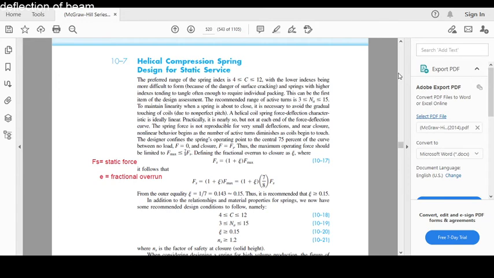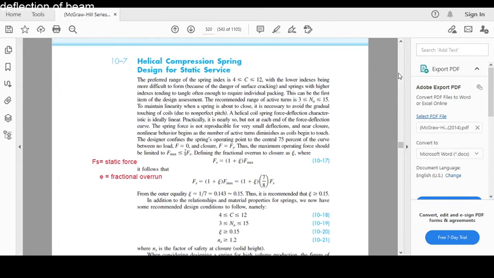Okay, continue my lecture. Helical compression spring designed for static service. What is the meaning of static service? Basically, it means that the thing is not moving yet. For example, your car is static. You don't move your car. The car is in static position. Whenever you drive your car, it's in dynamic, meaning that all the things are moving. Now, it is in static, not moving.